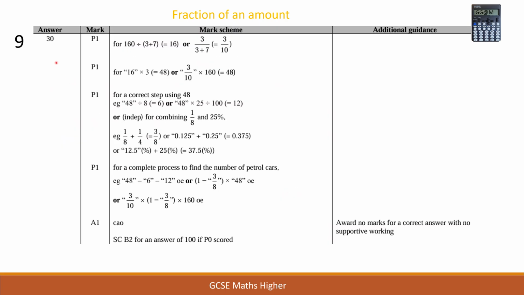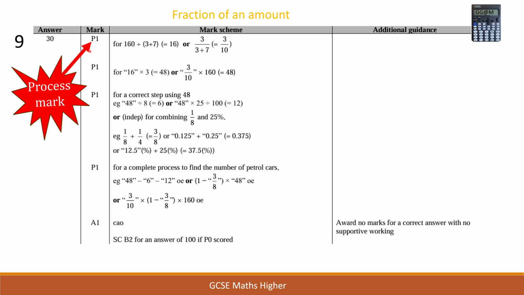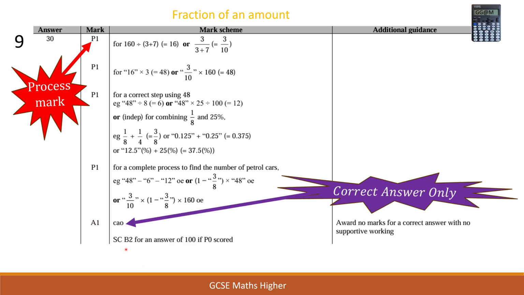So the answer was actually 30. There are 5 marks here. P1 means a process mark. We have got CAO, which means correct answer only. On the bottom, you've got SC, which means a special case.